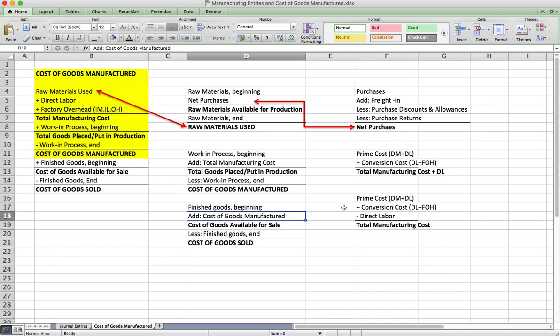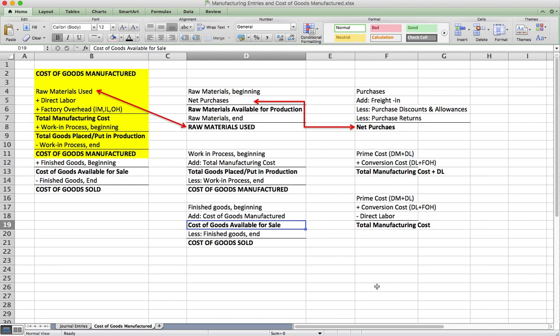Pero pag gusto ninyo mag-work back, of course, we can use also finished goods. Baka kasi lumabas sa exam ninyo yan, yung work back method. Finished goods lang binigay at saka yung cost of goods sold. Tapos ang tinatanong cost of goods manufactured, di ba, naalala ninyo kung paano mag-work back? Just use this formula. Okay? Finished goods beginning plus cost of goods manufactured is equal to cost of goods available for sale. Less finished goods end, and that is cost of goods sold.